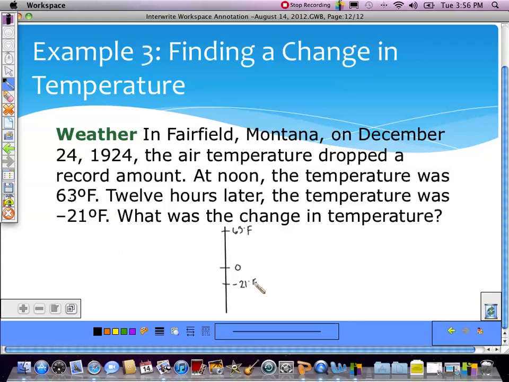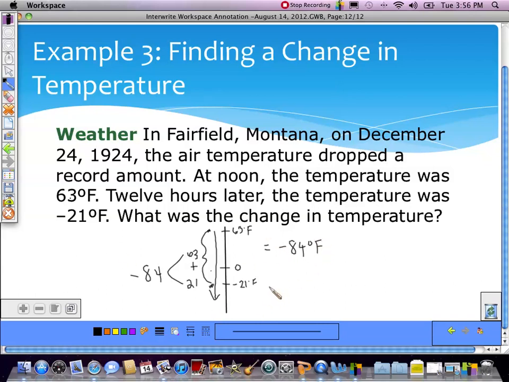And they want to know what is the change in temperature. Well, it started here and it ended here. So I'm looking for this change from here to here. So from 63 to 0, that will represent a 63 degree change. And from 0 to negative 21, that would represent a 21 degree change. So in all, 63 plus 21 is 84. And because my temperature is falling, this will be represented with a negative integer. So the answer is going to equal negative 84 degrees Fahrenheit.